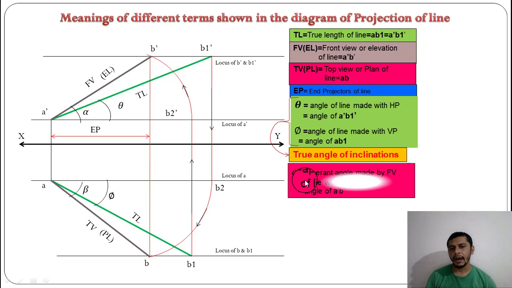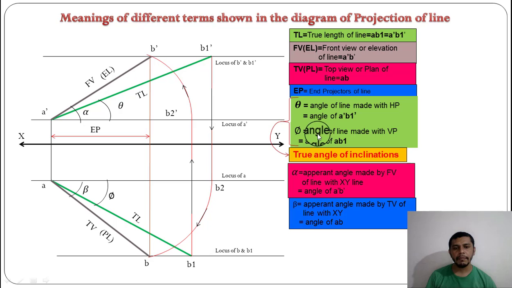Then alpha. Alpha is the apparent angle made by the front view of the line with the XY line. We can also say that it is the angle of the line A dash B1 dash, because A dash B1 dash is our elevation or front view. Then beta. Beta is the apparent angle made by the top view of the line with the XY line, and we can see that it is the angle of AB, and AB is our plan.